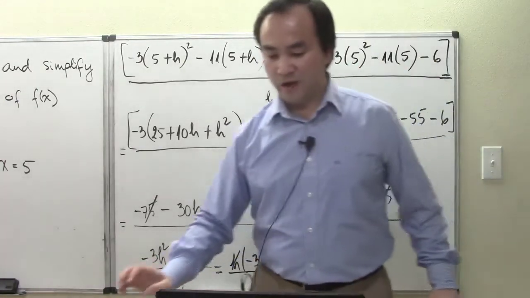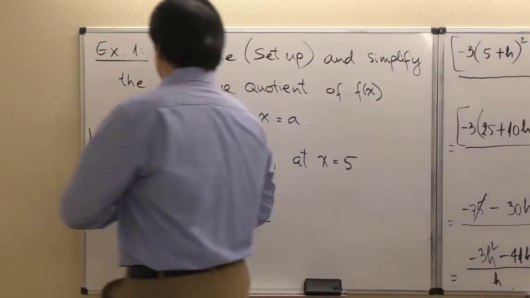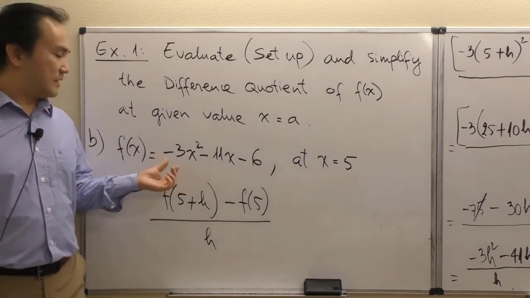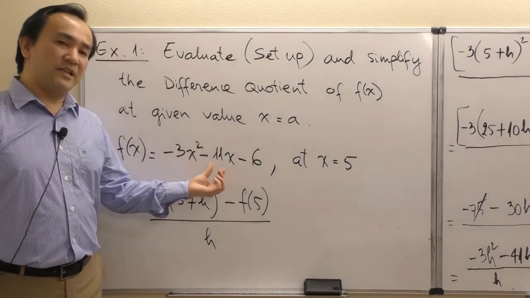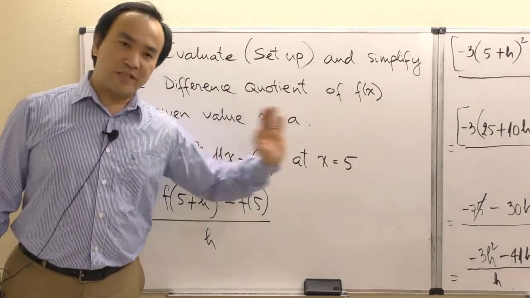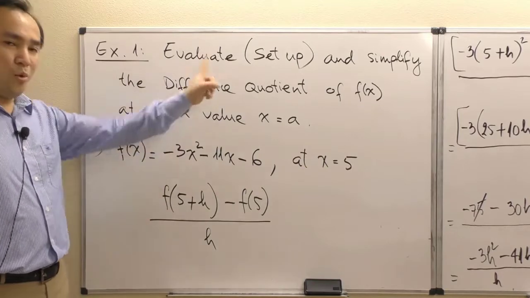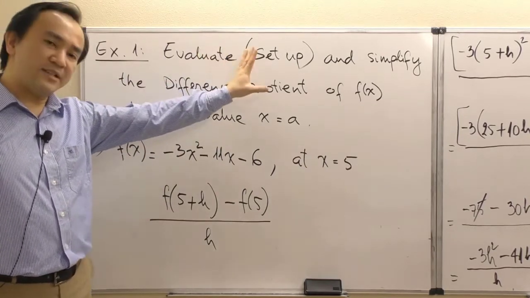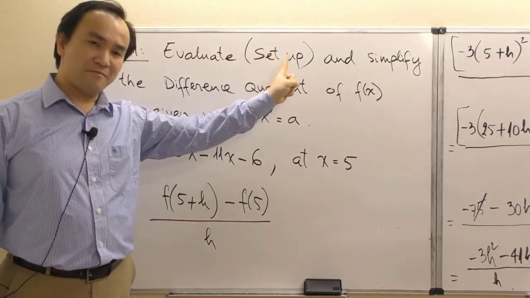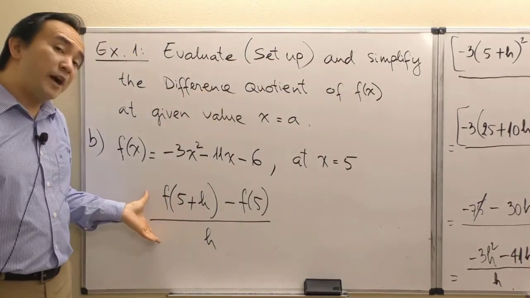So we've gone a long way. Let me quickly recall what we have done here. We started out having our function given as minus 3x squared minus 11x minus 6, and we are given this value, which was given for us right here. So the example asked us to set it up and later on simplify it, and that's what we did. And so this is the starting point for the setup.